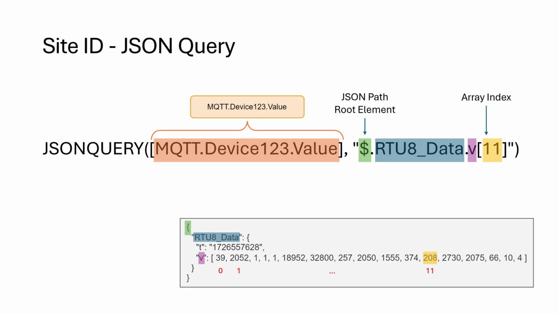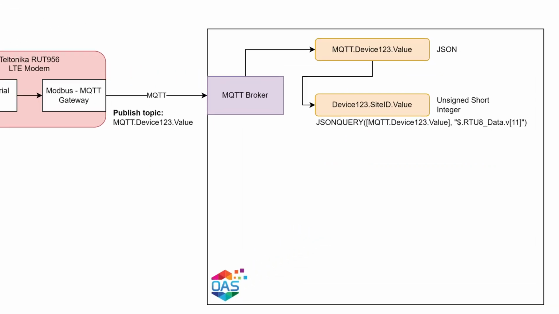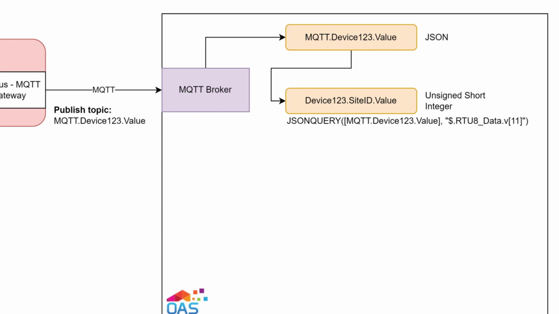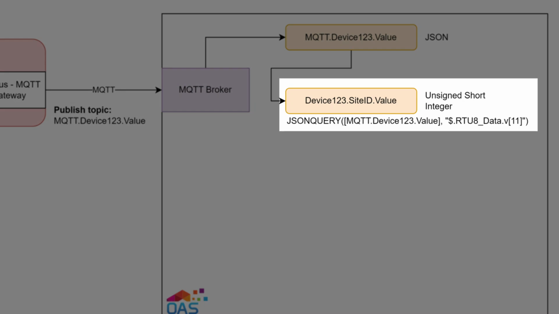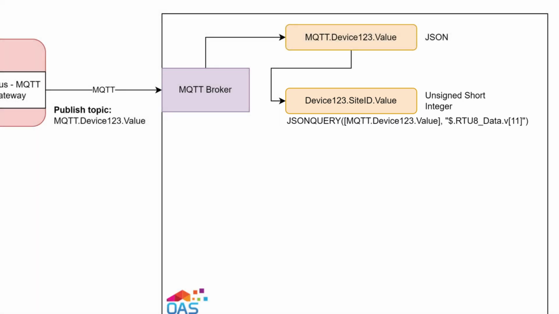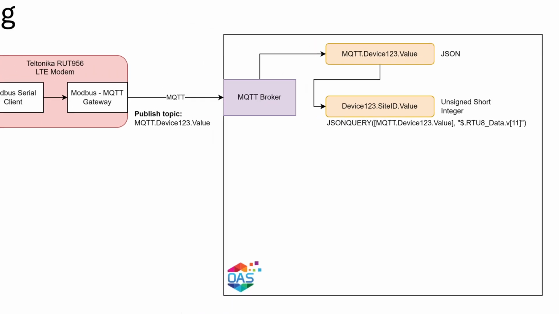In our overall diagram, we can now add the site ID. I've created a tag group called device123, where I'll group all of the tags related to device123 together. In there, I've created a site ID tag and used the calculation data source with the calculation formula that we just discussed. We can set this one to an unsigned short integer, as the RTU8 data types will never exceed a 16-bit integer. Now let's move on to some inputs and outputs.